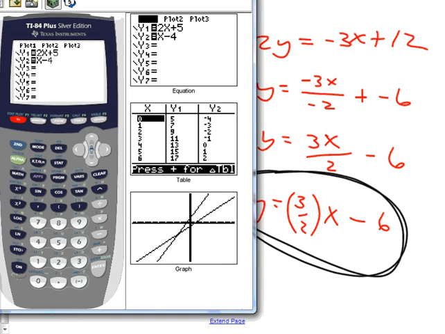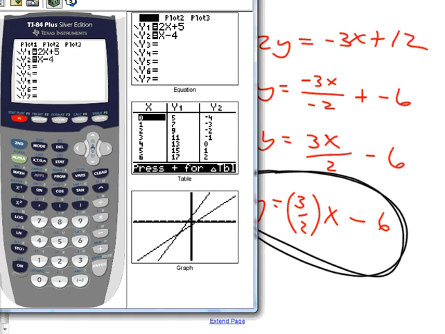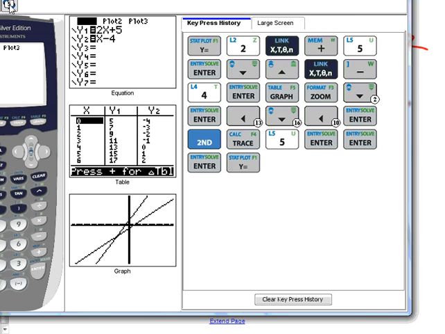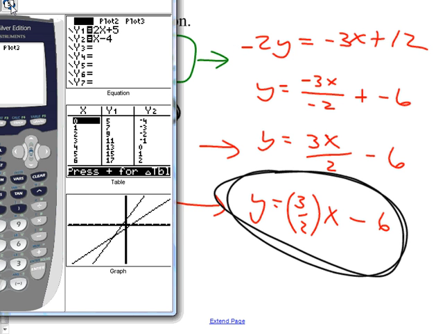Oh, the red button right there. I made it red by touching. Okay, y equals. And then, let's see if I can make this bigger. I'm going to type in 3x divided by 2 minus 6 for my first equation. So I'm going to clear out the equation that was in there.